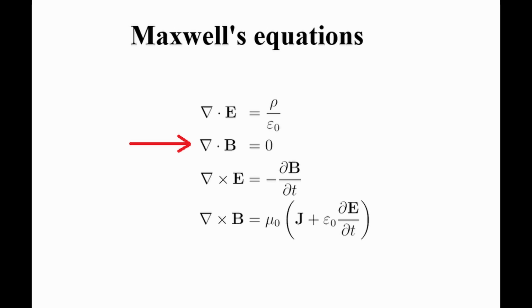This is Gauss's law for magnetism, the second of Maxwell's equations, and it simply states that for any area, magnetic field that flows in has to flow out. It has to be in a loop. I'll show you a couple pictures to explain this better.